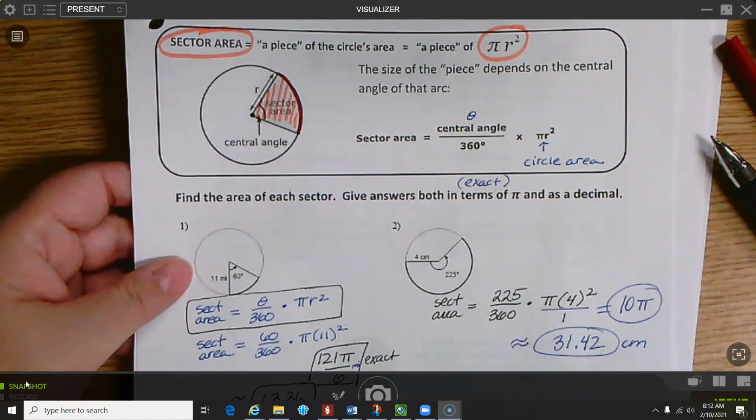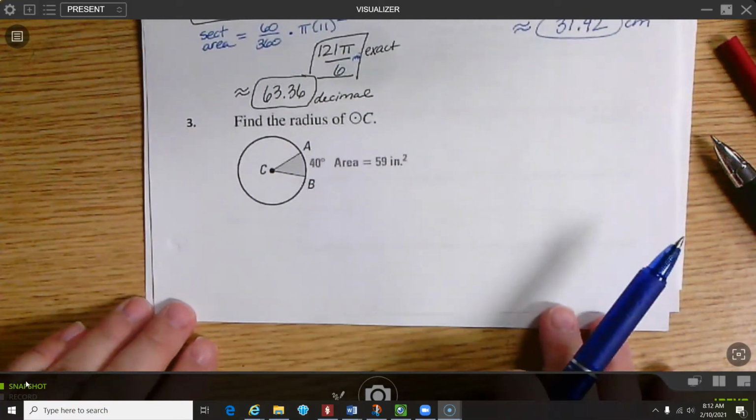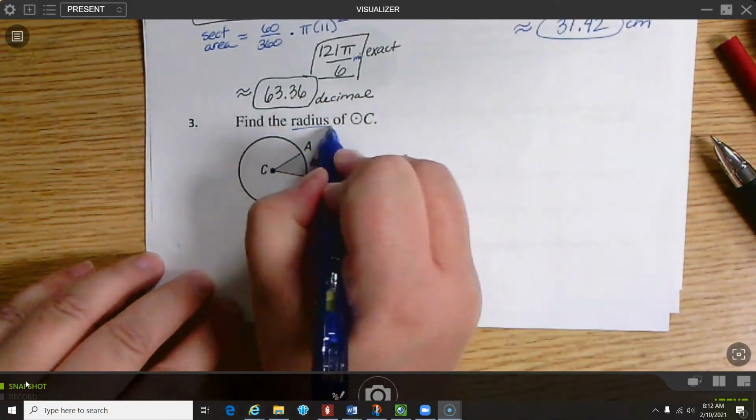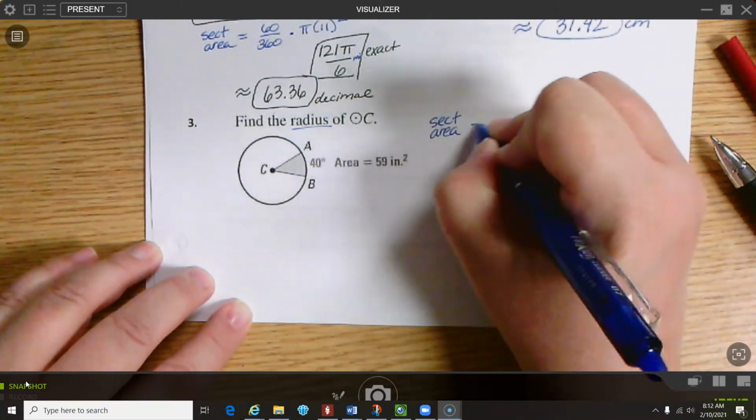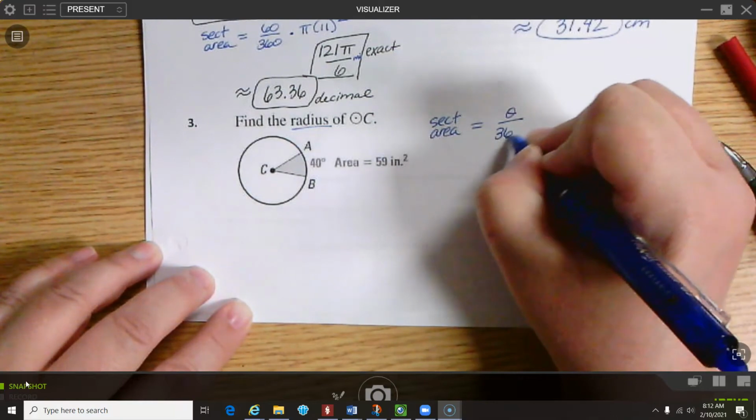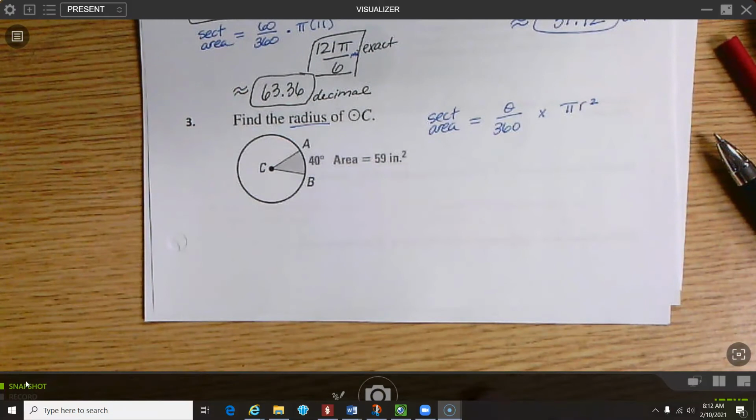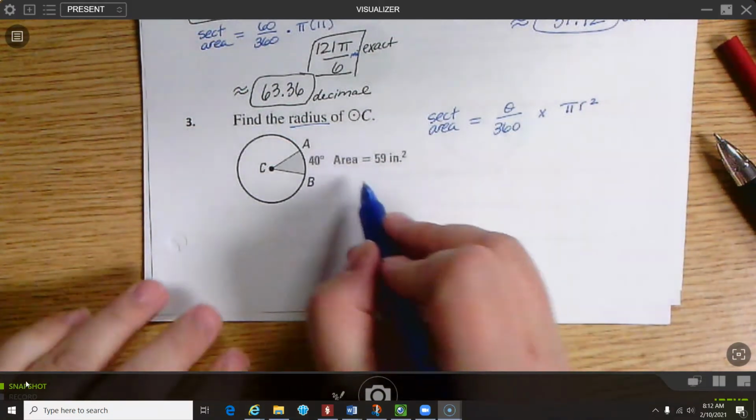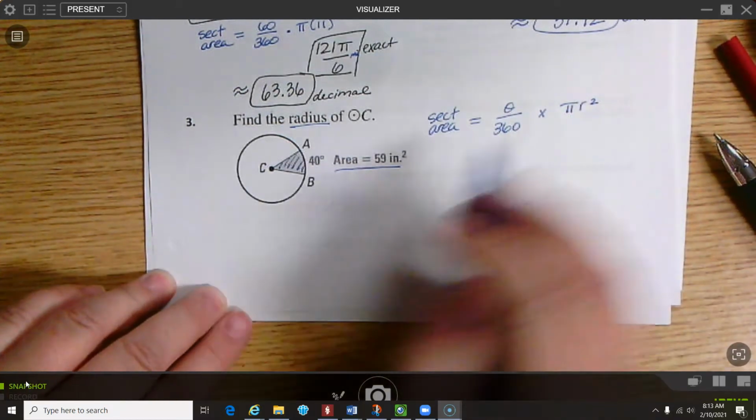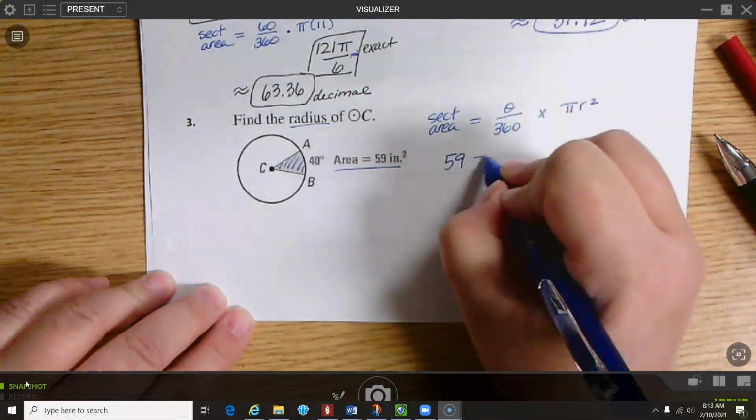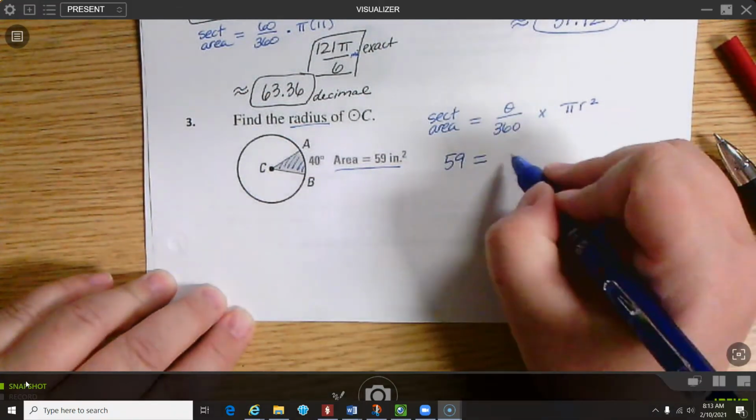All right, last but not least, our third example, still using the same formula, but I'm not trying to find the sector area anymore, which means I plug in a little differently. It says find the radius, not the sector area. So here's my equation. What's different about this one is what's missing. So you just plug in what you have and solve for what's missing. This is telling me that the area of this sector is 59 square inches. So I have this sector area. The 40 degrees is telling me my theta. So I have that.